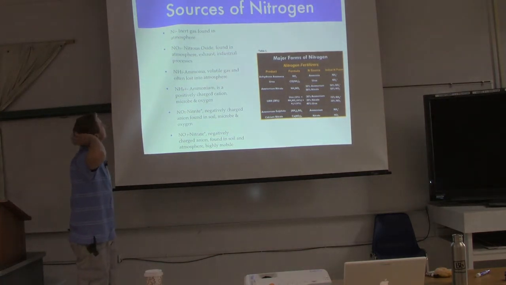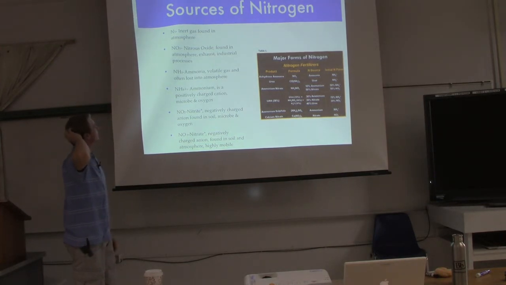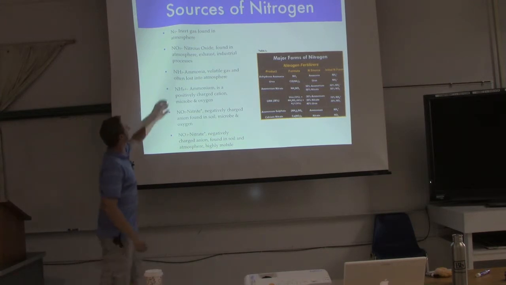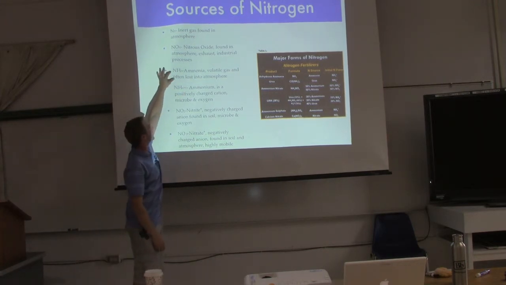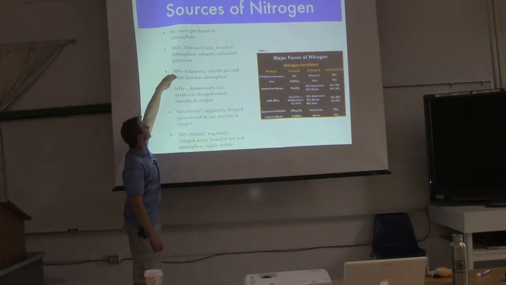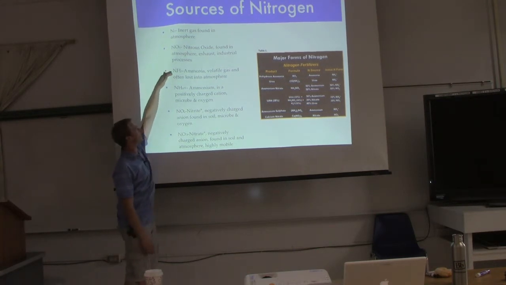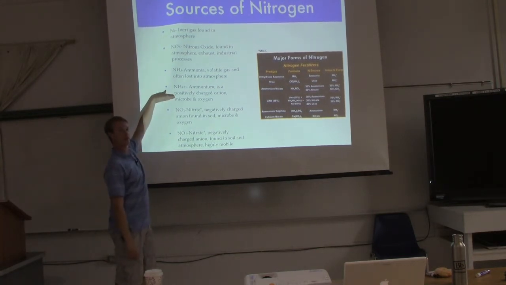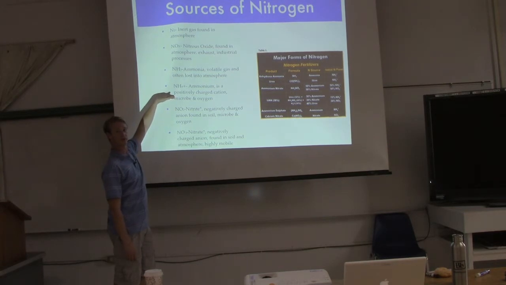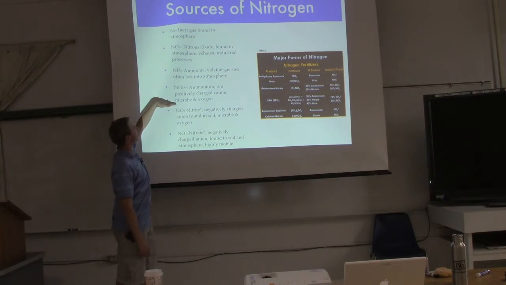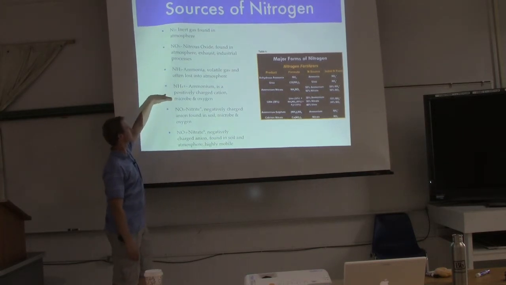Nitrous oxide found in the atmosphere, not plant uptakeable. NH3 is ammonia. It's a volatile gas. Please remember the difference between ammonia and ammonium. Ammonia is a gas. Ammonium can be a water-soluble mineral. This is the solid version of this, yeah?